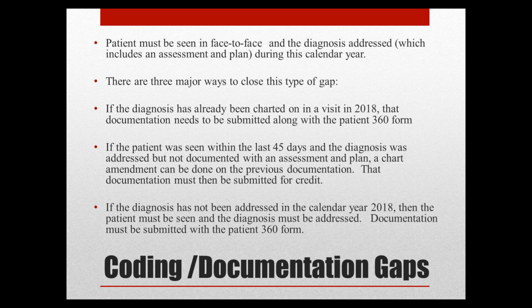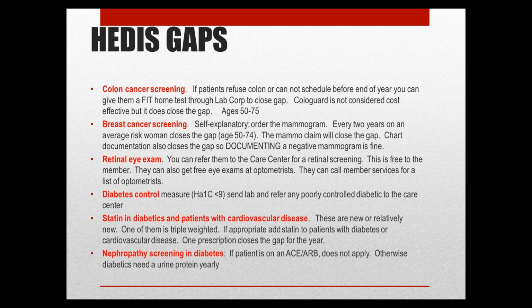So there's three major ways to close the gap. If it's already been charted, then all you need to do is send that documentation in with the 360 form. If they've been seen within the past 45 days and you addressed it but did not document it, you can do an amendment to your previous documentation. You can send that in. But if you haven't addressed it in 2018, then the patients must be seen and the diagnosis must be addressed.